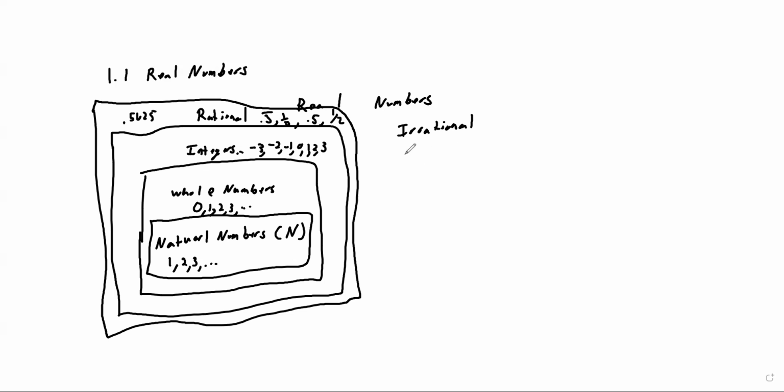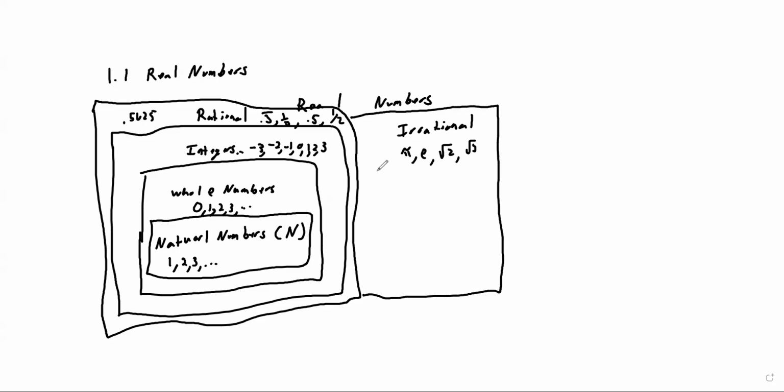Irrationals cannot do that. Examples of those would be like pi, e, let's see, square roots of 2, square roots of 3, any square root that can't be simplified. But basically, anything that you cannot write as a fraction will be irrational. But irrational numbers are still real.